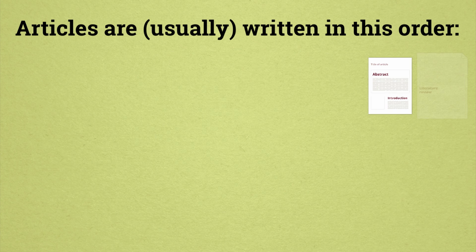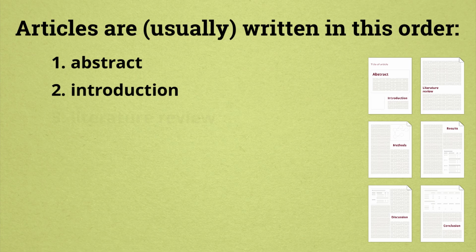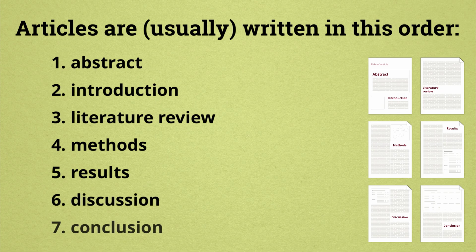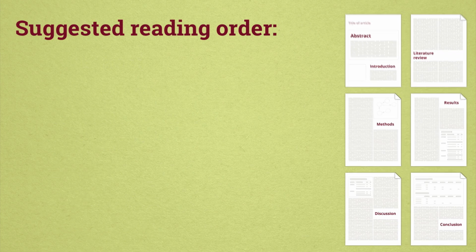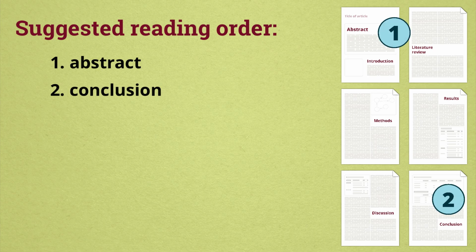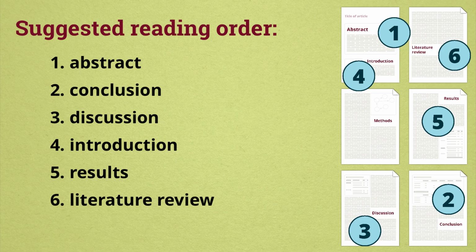The sections of a scholarly article are usually written in this order: the abstract, introduction, literature review, methods, results, discussion, and conclusion. Although it seems counterintuitive, the least effective way to read a scholarly article is from start to finish. Instead, we suggest reading articles in this order. Start with the abstract, then jump to the conclusion, discussion, introduction, results, literature review, and finally, methods.